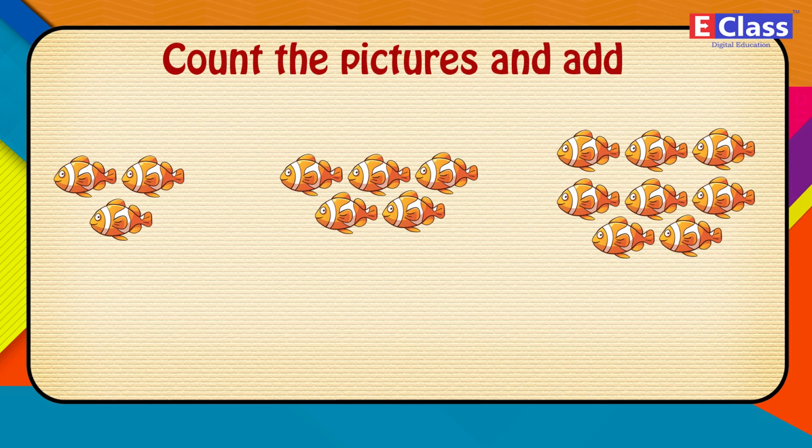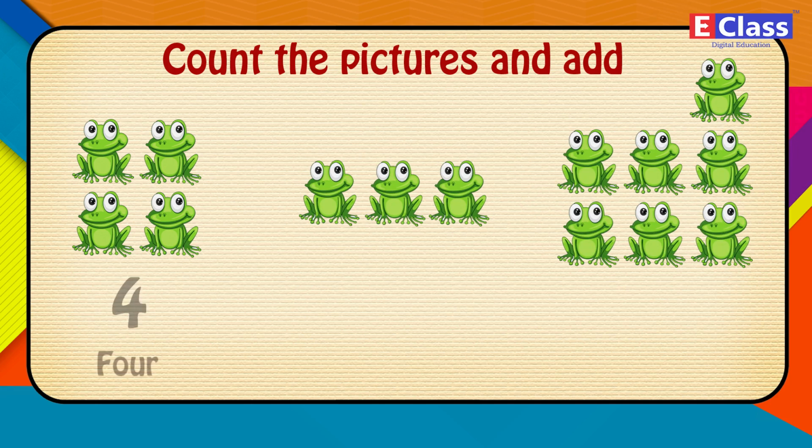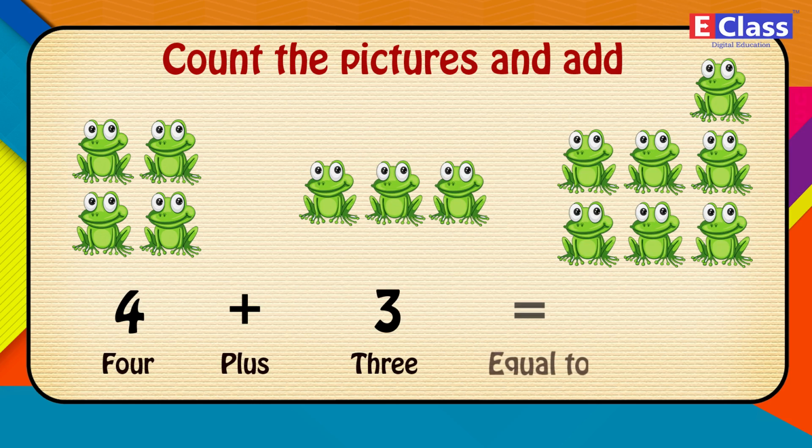Count the pictures and add. 3 fish plus 5 fish is equal to 8 fish. 4 frogs plus 3 frogs is equal to 7 frogs.